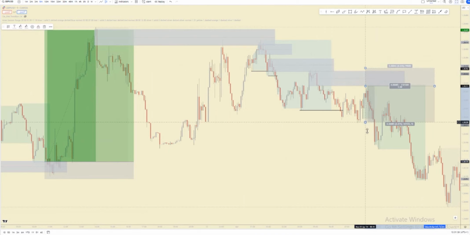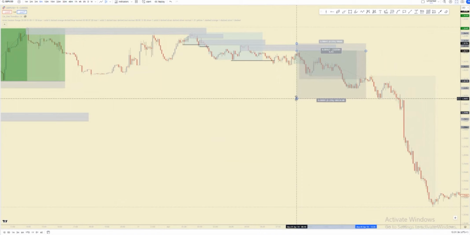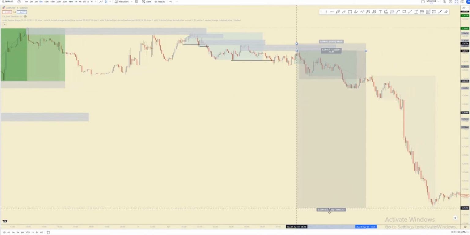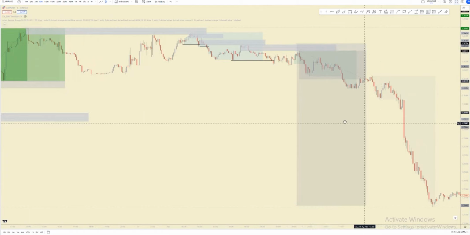This was now the only valid supply zone left. And that's where we should be taking our trade. And this was a very good trade. Wow. Very, very good trade from there. So let's keep going.